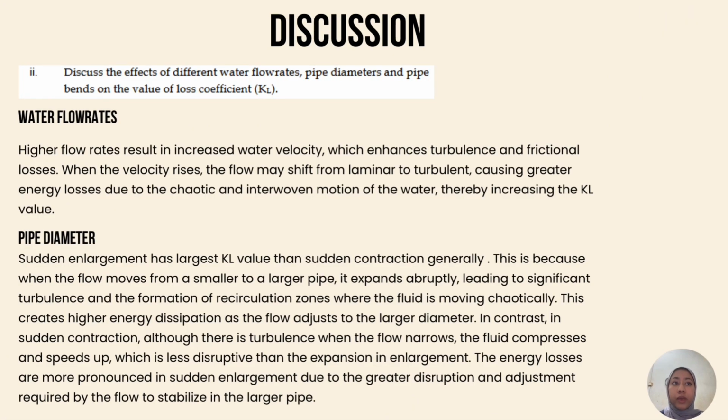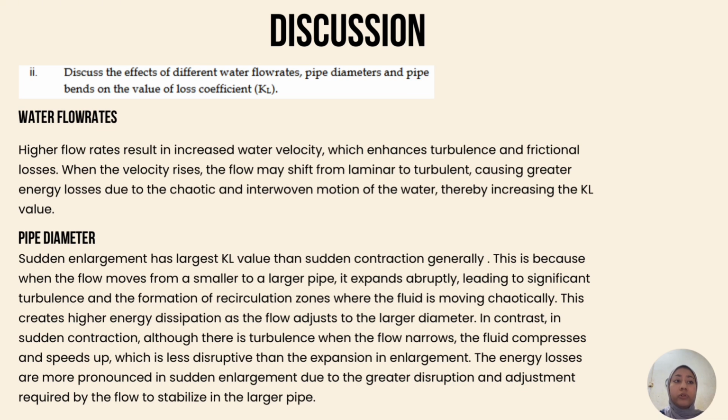Now discuss the effect of different water flow rate, pipe diameter and pipe bends on the value of loss coefficient KL. So for water flow rate, a higher flow rate results in increased water velocity, which enhances turbulence and frictional losses. When the velocity rises, the flow may shift from laminar to turbulent, causing greater energy losses due to the chaotic and turbulent motion of the water, thereby increasing the KL value. So for pipe diameter, sudden enlargement generally has a larger KL value than sudden contraction.